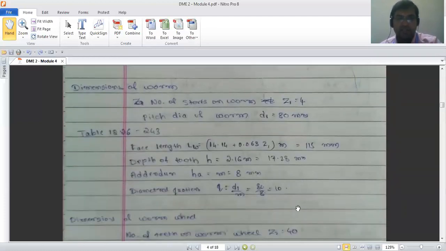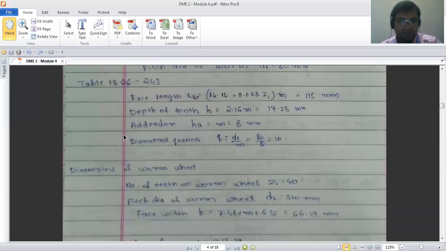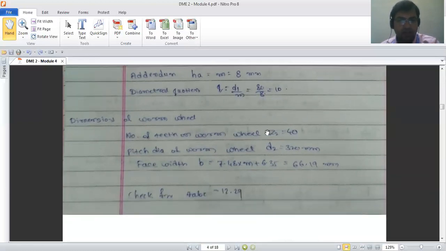The dimensions of the worm are estimated by referring to table 12.26, page number 246 or 243. The face length, depth of tooth, addendum, and diametral quotient, all these parameters will be in terms of module and number of teeth. So the number of teeth and module are already known to us, so we are calculating these parameters. Then the dimensions of the worm wheel, that is Z2, D2 and B, are again calculated from table 12.29.